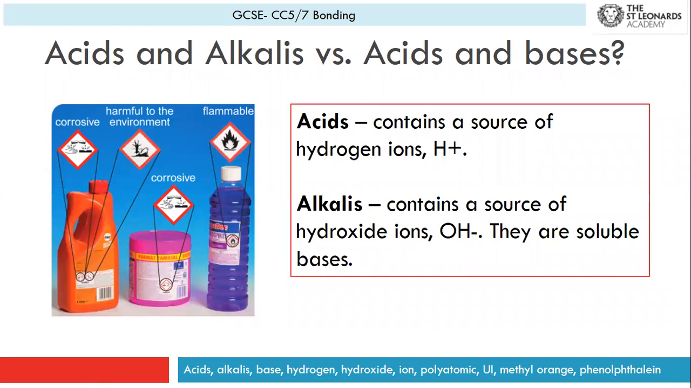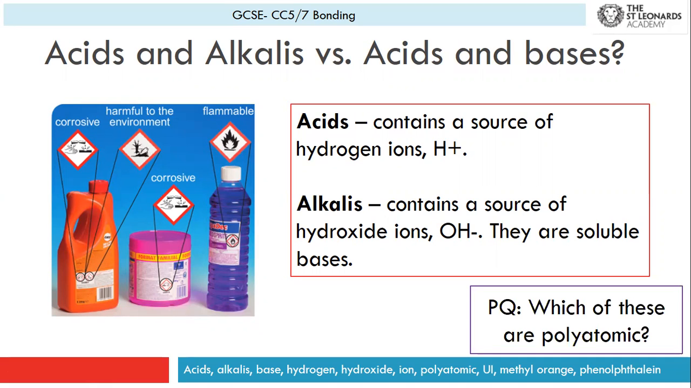So, in the red box, there is the definition of what an acid and an alkaline is. Acids contain a source of positively charged hydrogen ions, whereas alkalis contain a source of hydroxide ions, and they are known as soluble bases.